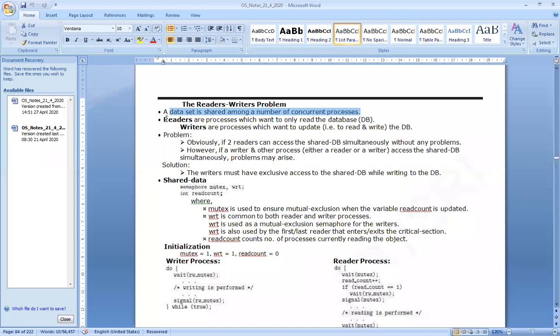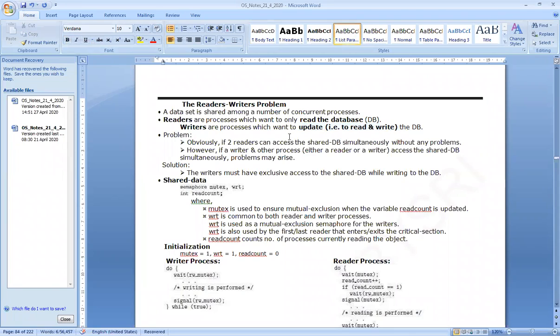What do readers mean? Readers are processes which want to only read the database, as you can see here. A reader performs only reading of the database content. And writers are the processes which want to update the database, that is, read and write. They want to update the database.